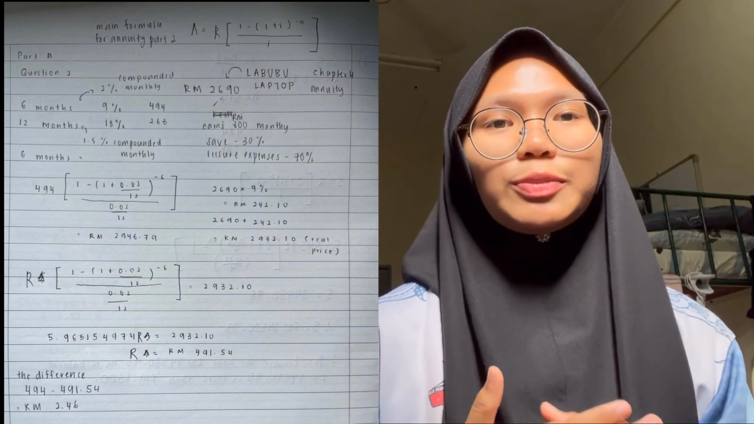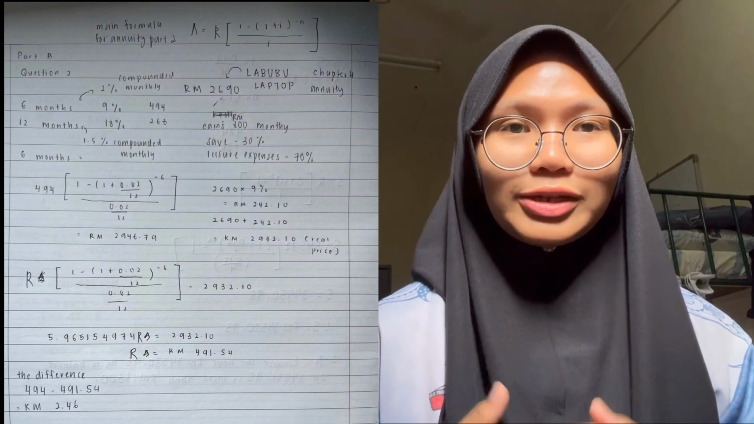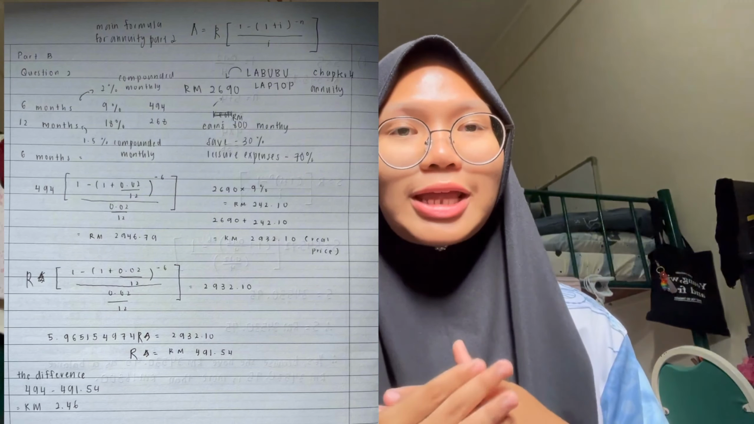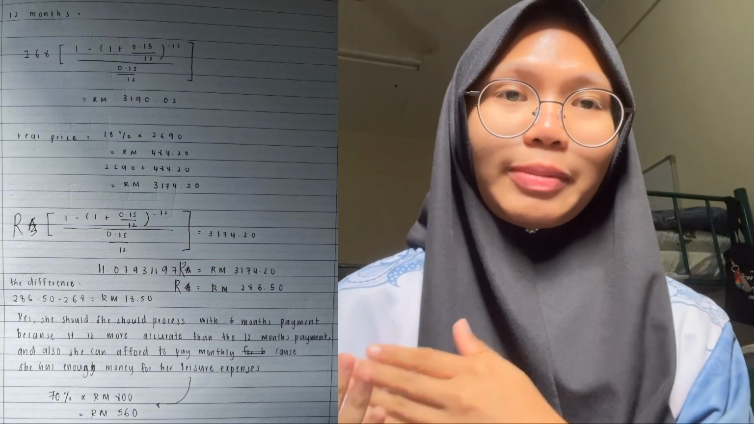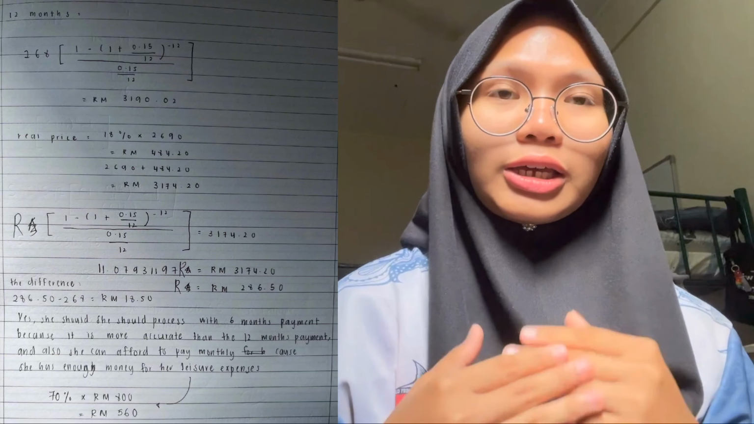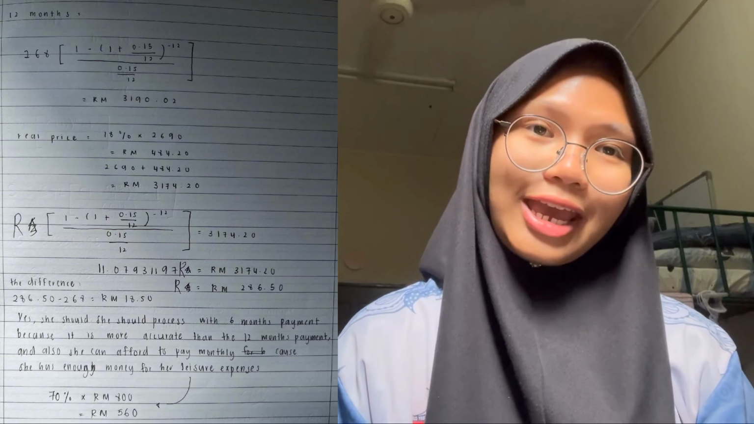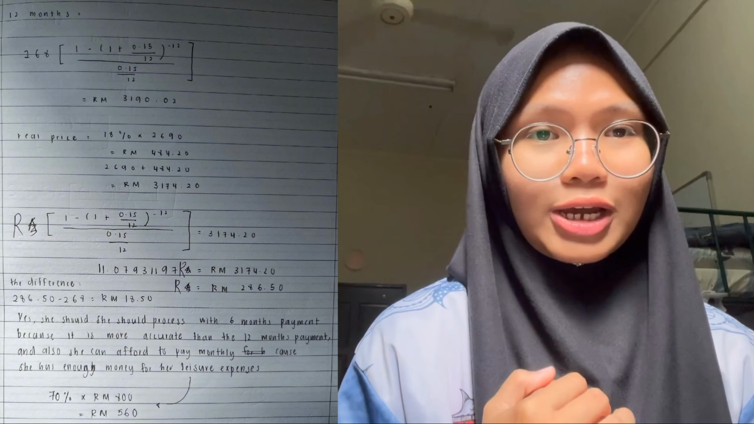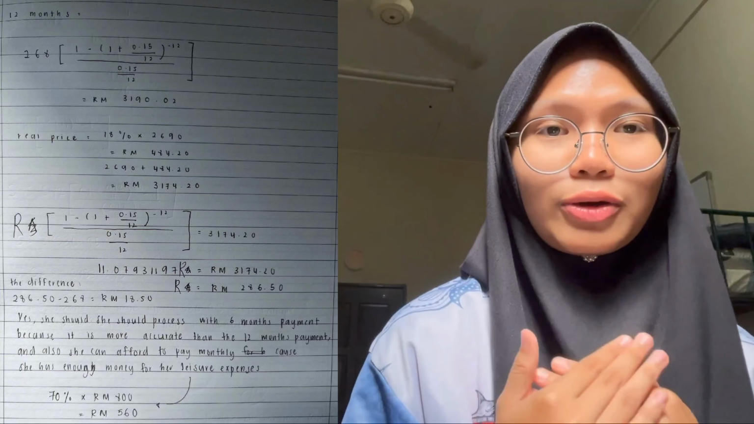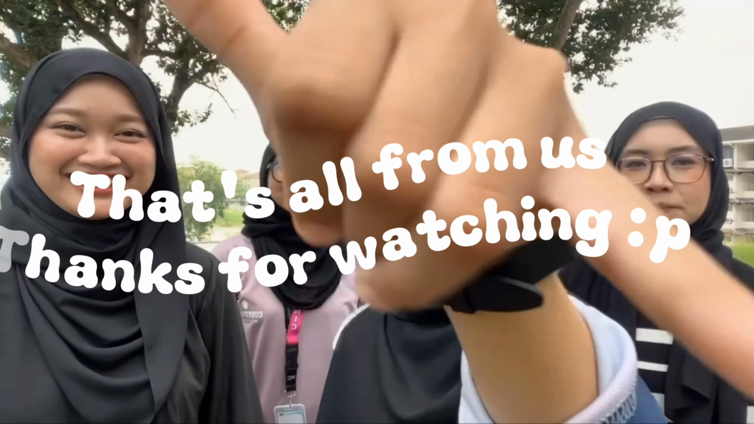Lastly, we compare the difference between the real monthly payment that we calculated just now and the monthly payment that had been given in this question. Next, we will do the same step for the 12-month monthly payment. So you guys can see the difference between the real monthly payment and the monthly payment given in the 12-month plan is quite large compared to the 6 months. Therefore, the final answer is yes, she should proceed with the 6-month monthly payment because it is more accurate, and also she has enough money to pay monthly because she has enough money for her leisure expenses.